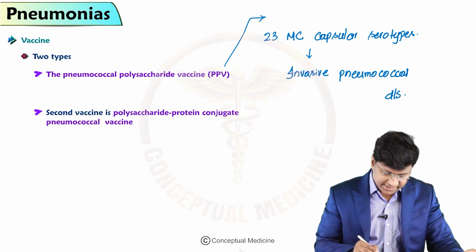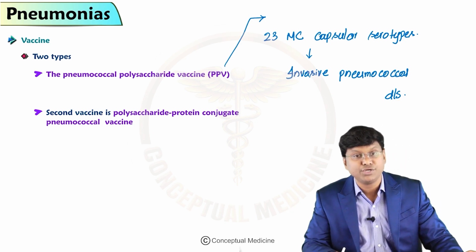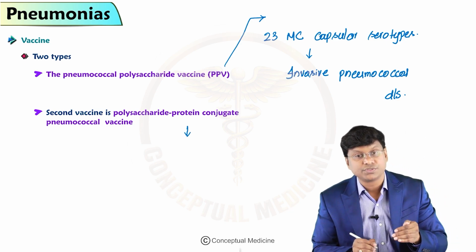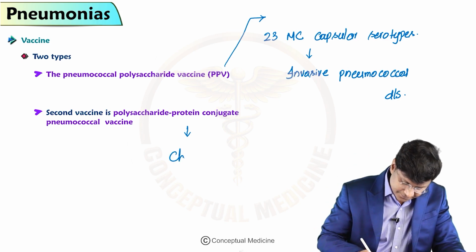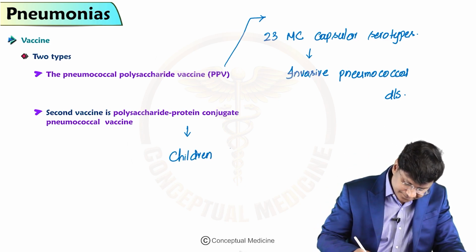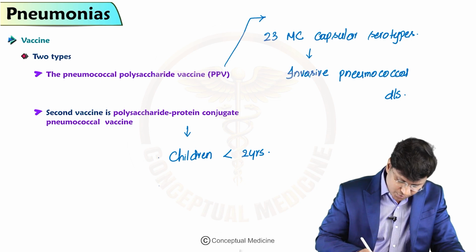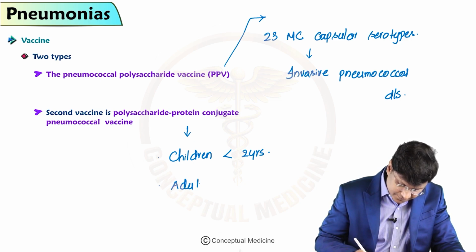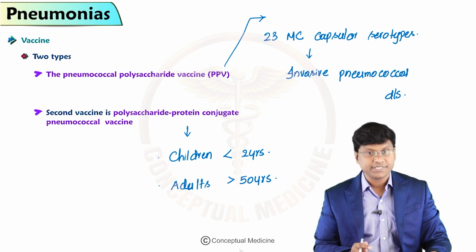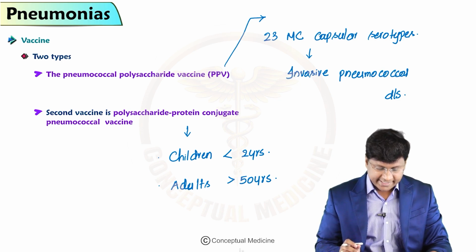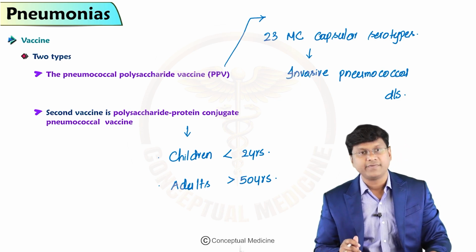Then the second vaccine, that is polysaccharide protein conjugate pneumococcal vaccine. See, this particular vaccine is mainly used in children less than 2 years. Also used in adults of age more than 50 years. Right? Children less than 2 years and adults more than 50 years have to be given the second vaccine, that is polysaccharide protein conjugate pneumococcal vaccine.